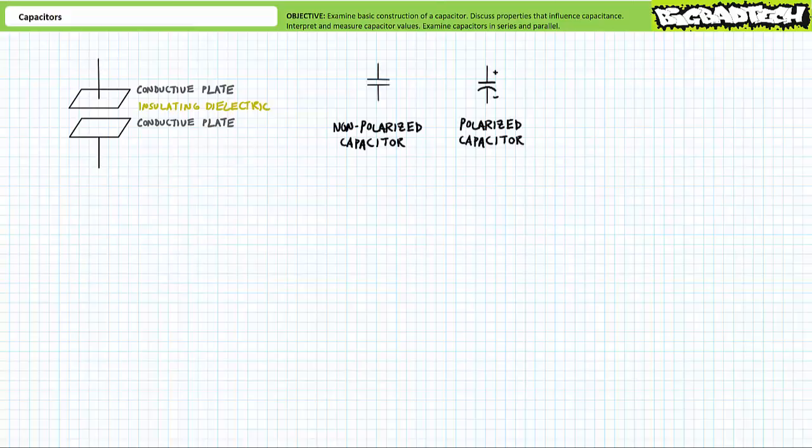The schematic symbol for a capacitor hints at the internal construction of a capacitor, being two parallel lines. These parallel lines symbolize the parallel plates with a small gap between the plates. You may also see capacitors represented schematically as a straight and curved line for reasons I'll explain in a moment.